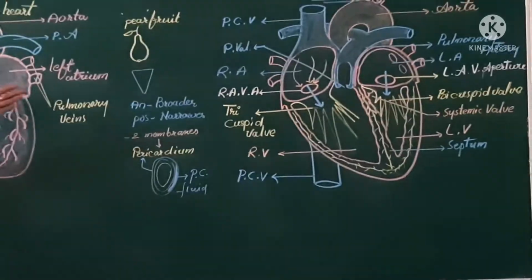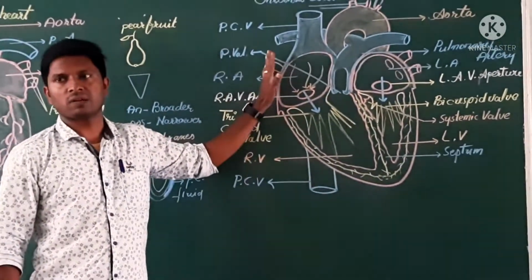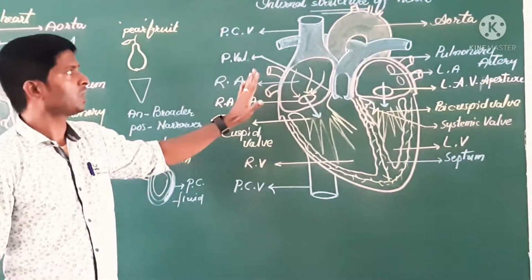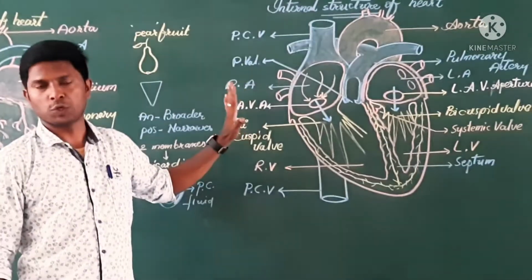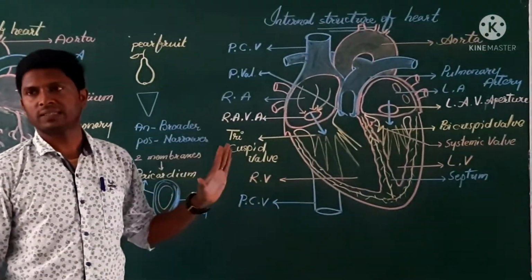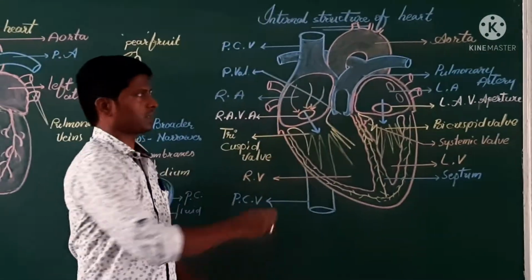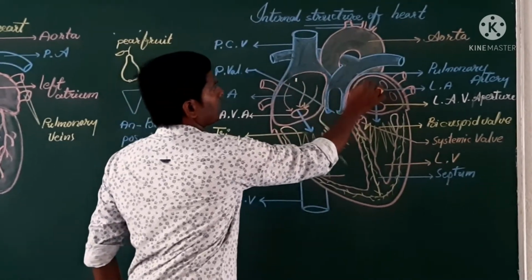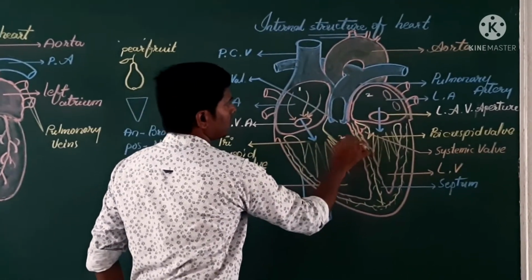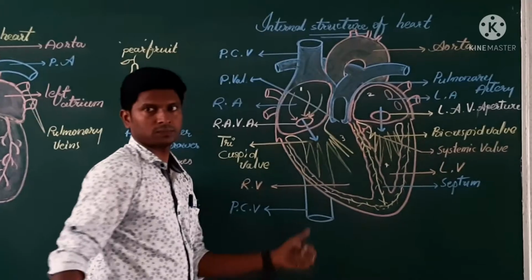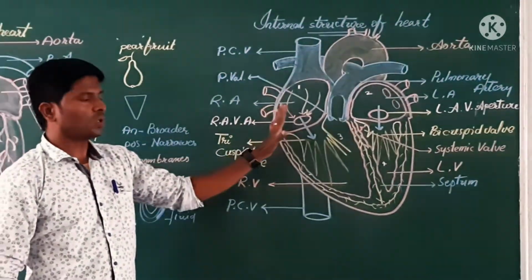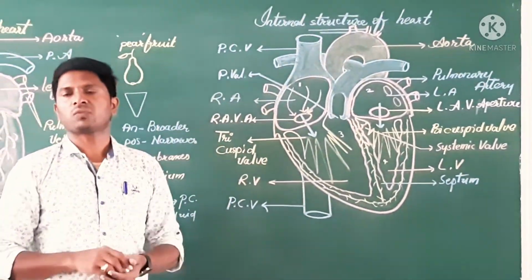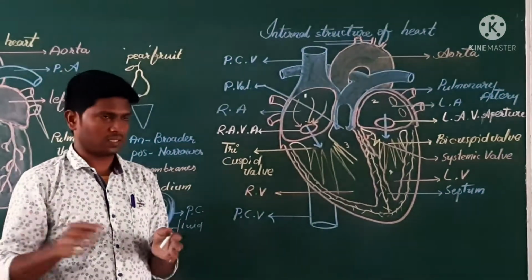Okay, and this one is the internal structure of the human heart. Whenever we observe the human heart, we will find that there are four chambers. Number 1, 2, 3, and 4. So, in our heart, four chambers are present.